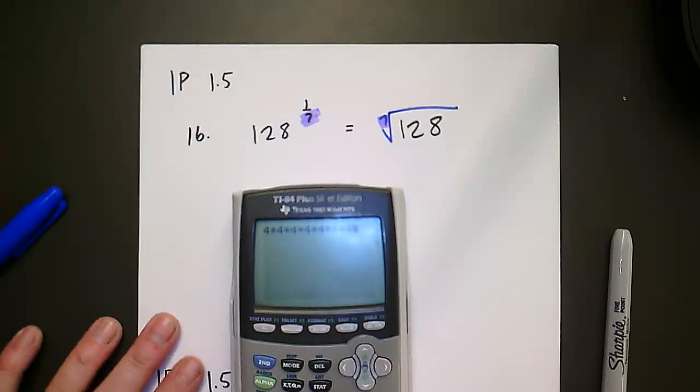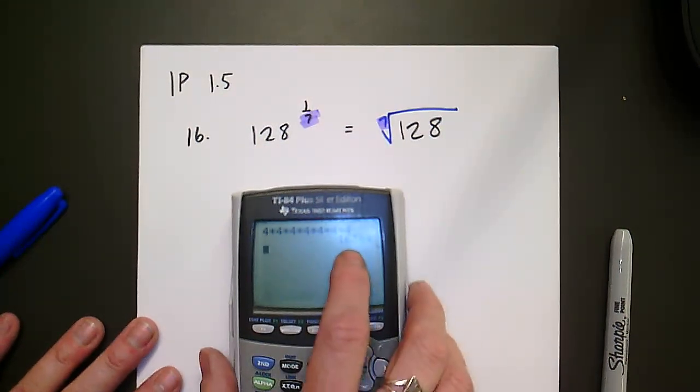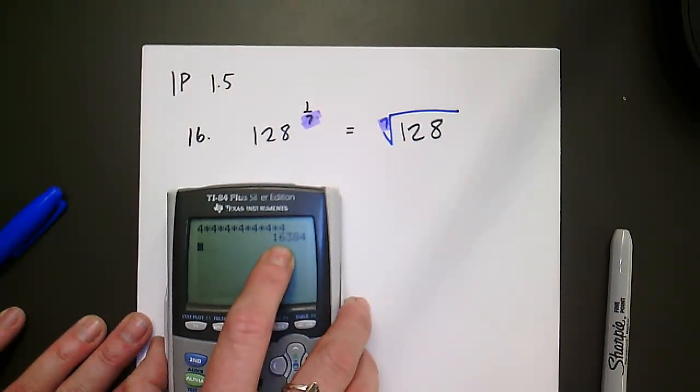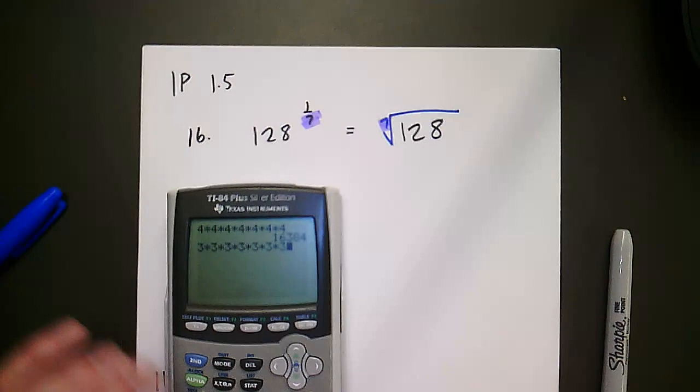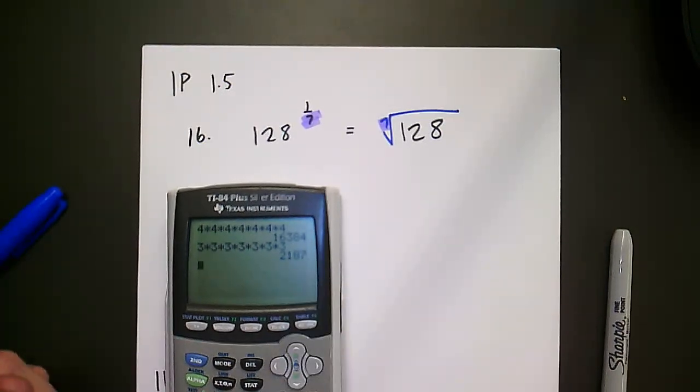So I'm trying to see if it's 4. Well, 4 times itself 7 times in a row gives me this number, 16,384. That is way too large, so it is definitely not 4. So I'm going to guess smaller. 2,187. I'm definitely getting smaller. I don't have a lot of options at this point if it's going to be a whole number. It's either 2 or it's not 1.